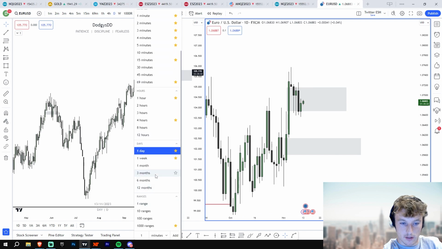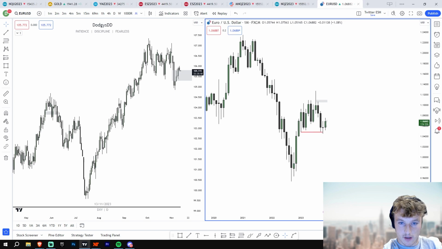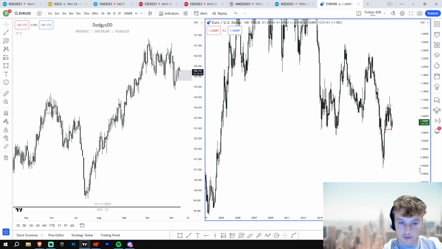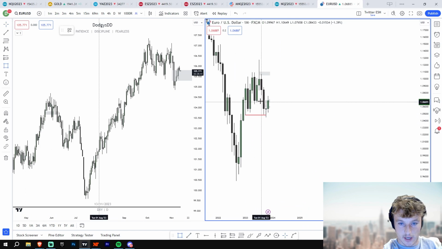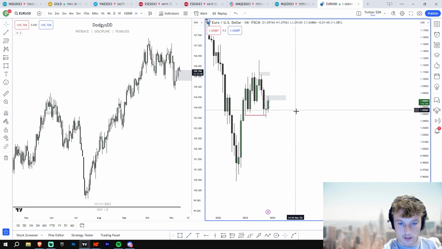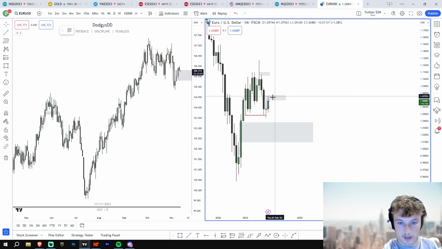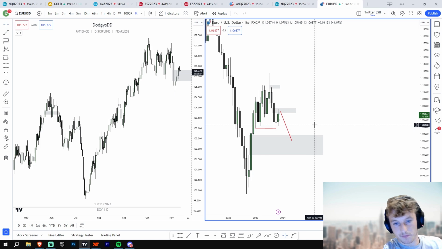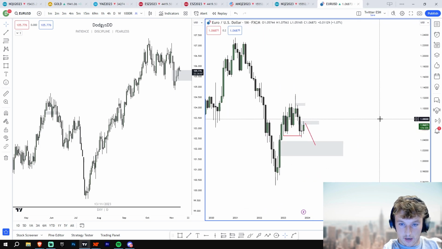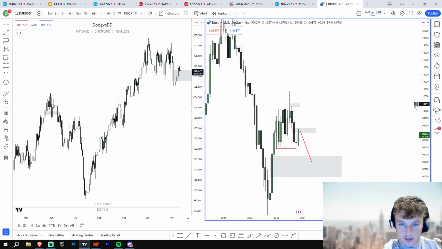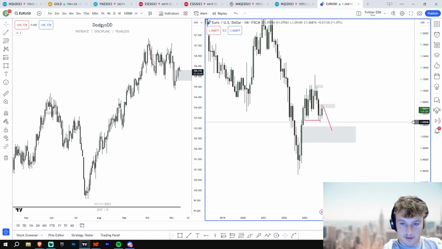If I check the monthly, okay, now we're cooking. Yeah, so this actually does look a lot better. The monthly, this is actually a monthly fair value gap, and there's an unbalanced fair value gap beneath us. So the monthly definitely does look a little more bearish here. Yeah, I would say the monthly does look a little more bearish here. The only thing I don't like is, that's actually fine. But yeah, monthly definitely looks a little more bearish here.